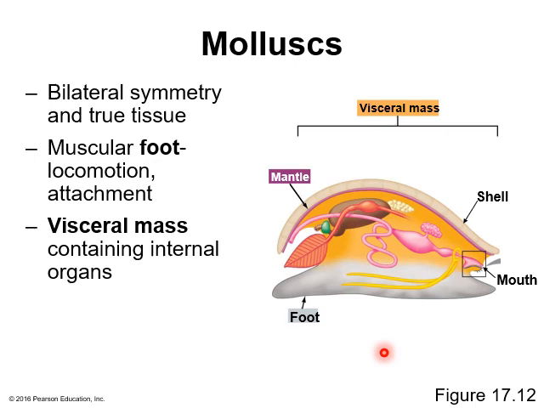All mollusks have a visceral mass. That's this kind of yellowish thing here. The visceral mass includes all of the important internal organs, right? So it includes the stomach and the digestive tract. It includes the gills. It includes the heart. That's what that thing is there. It includes the brain. That's what this yellowish thing is right there. So the visceral mass has all of the really important things.